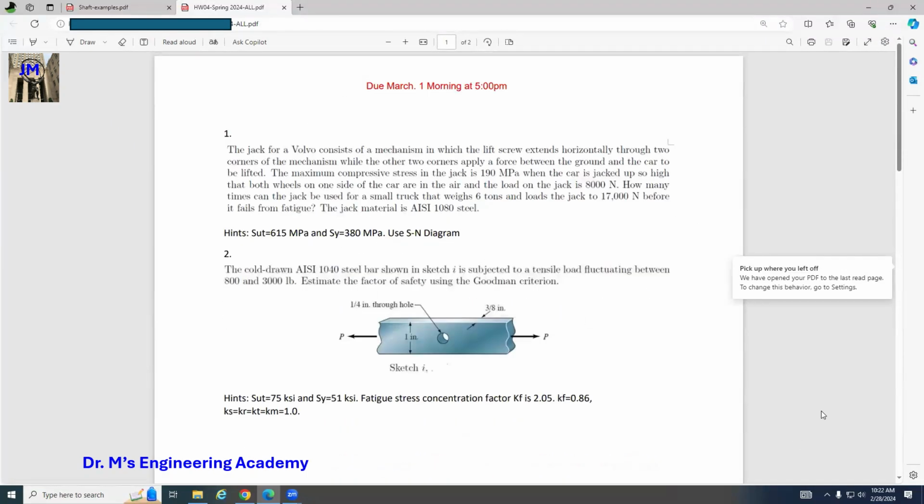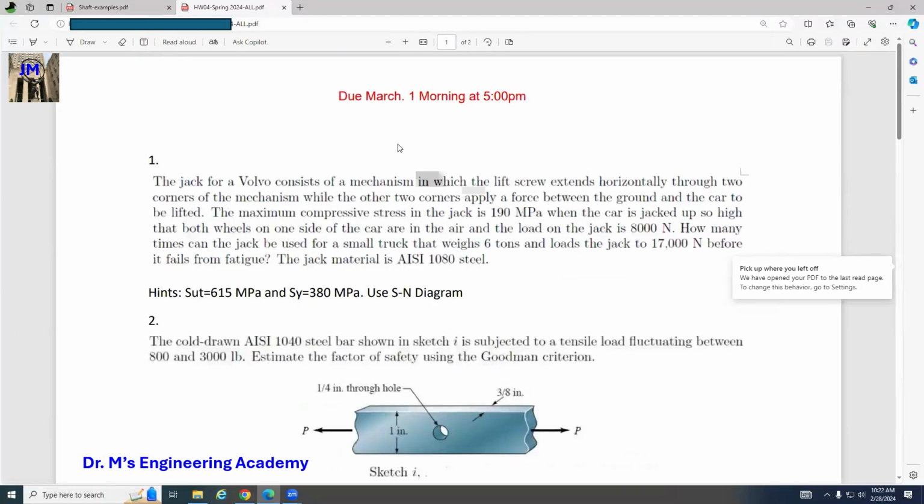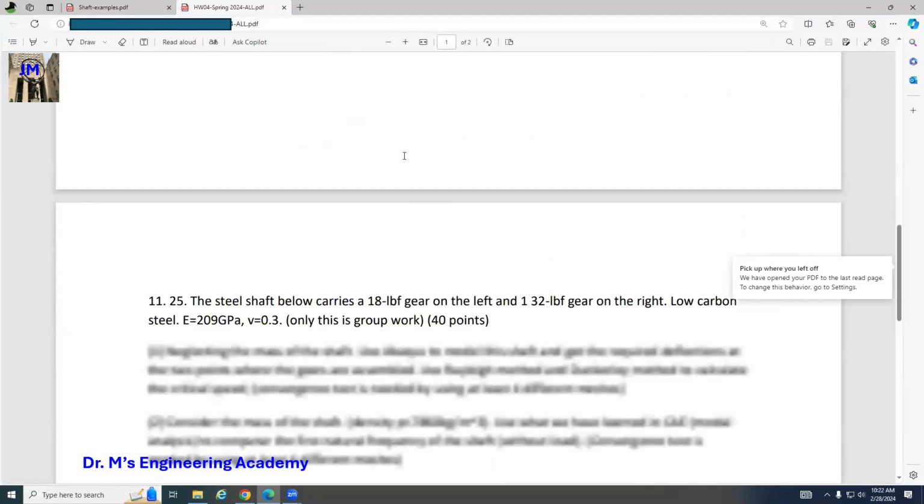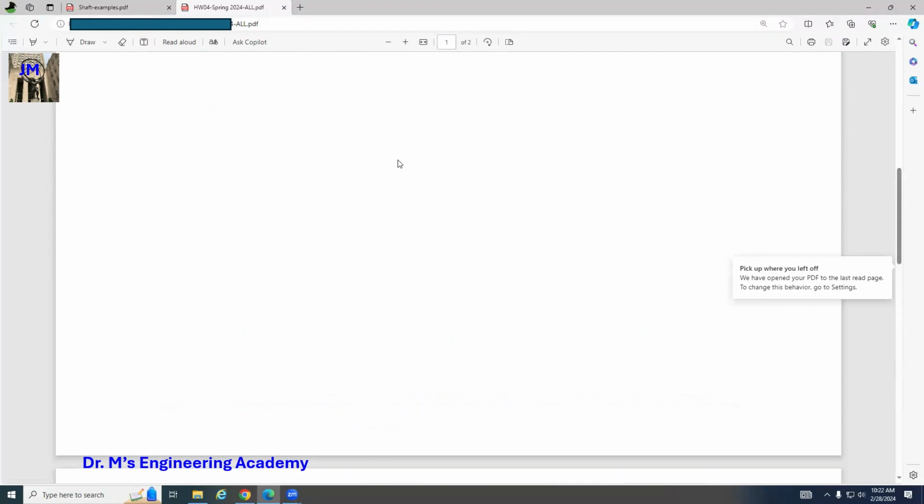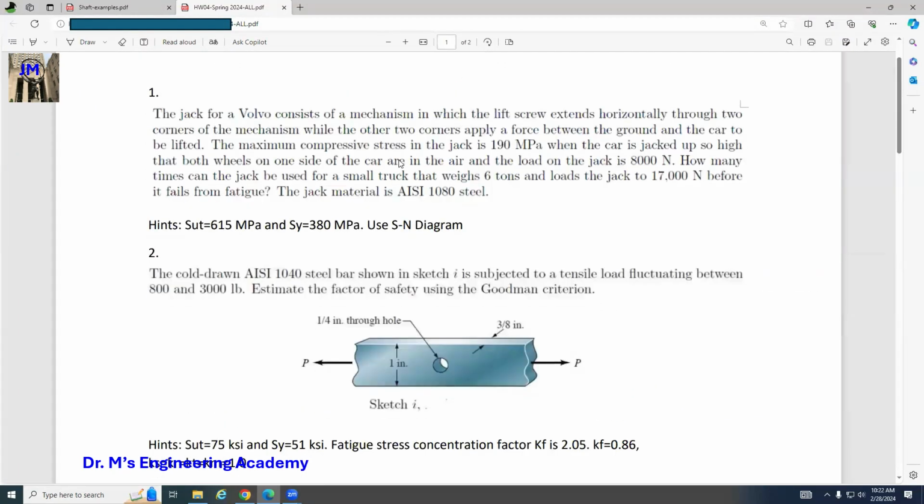And then I'm going to talk about the homework. I talked about this one last time. Today I'm going to talk about these two. I'm going to give you more hints.